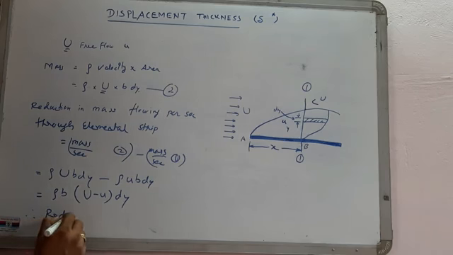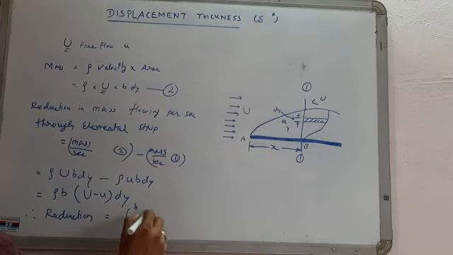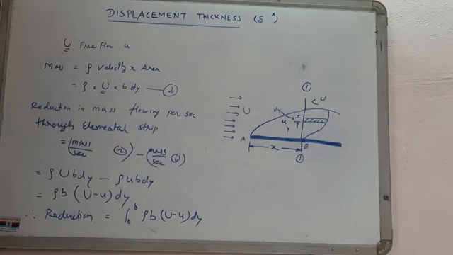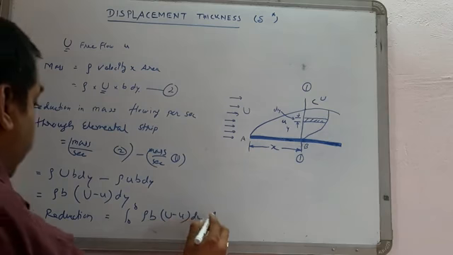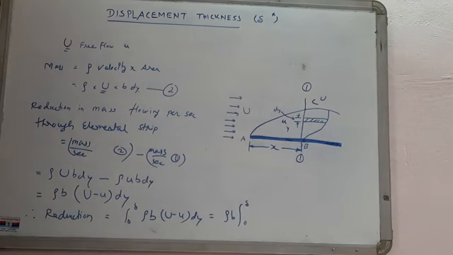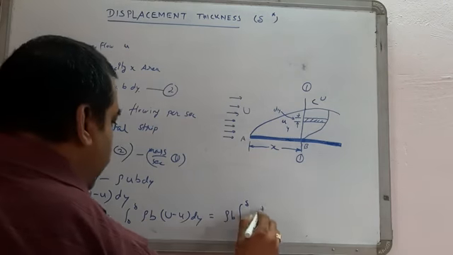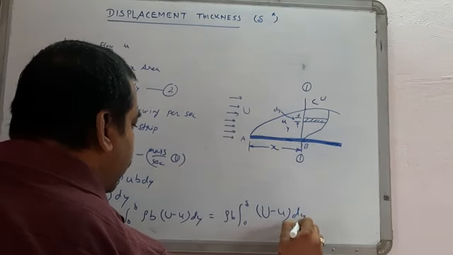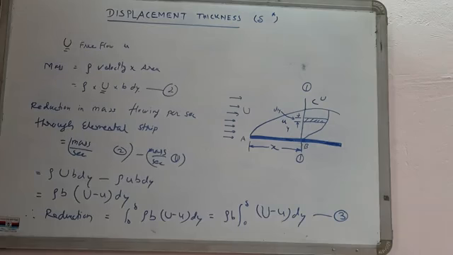So the reduction in mass is equal to the integral from 0 to del of rho b (U minus u) dy, equal to rho b times the integral from 0 to del of (U minus u) dy. This is equation number 3.